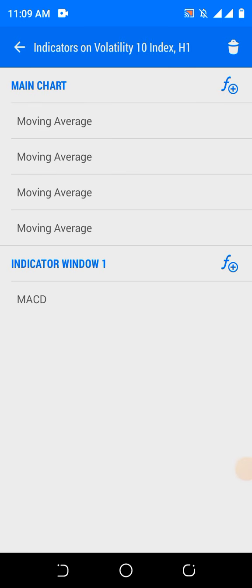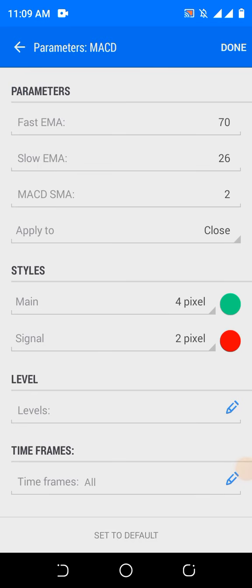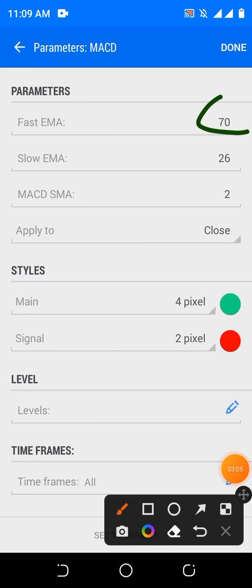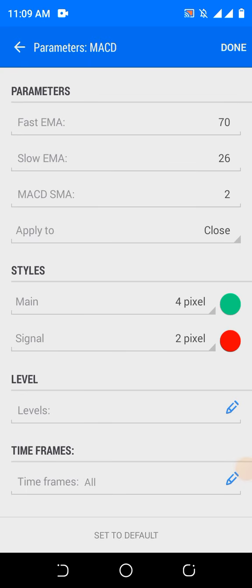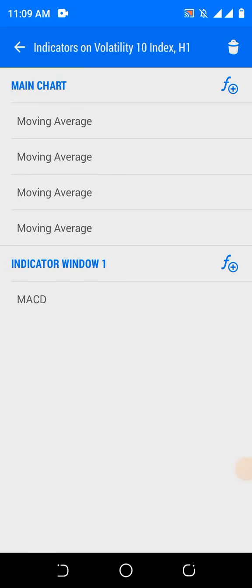Now the next indicator is what? The MACD indicator. So here are the settings for the MACD indicator. Fast EMA is 12, slow EMA 26, MACD SMA 2, apply to close. So here are the styles. Do you understand? The main color is green, 4 pixel, signal 2 pixel, the color is red. Once you are done setting up the MACD indicator in this way, you click on done. Now let's move to the chart.